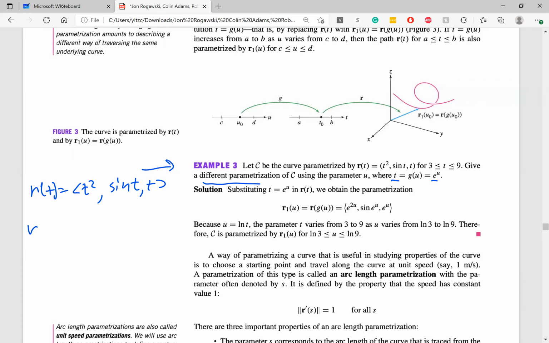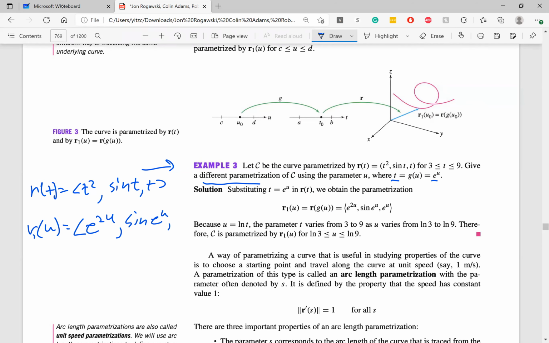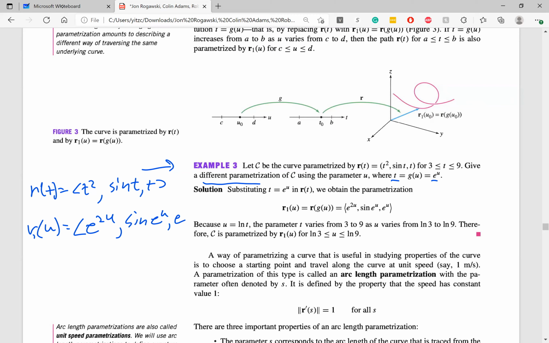So now R of u, and let's call this R1 the way they do, is going to be e to the u squared, which is e to the 2u, sine e to the u, and e to the u. So we see that it looks like you have a different curve. You actually don't have a different curve. You also have to change the t itself.